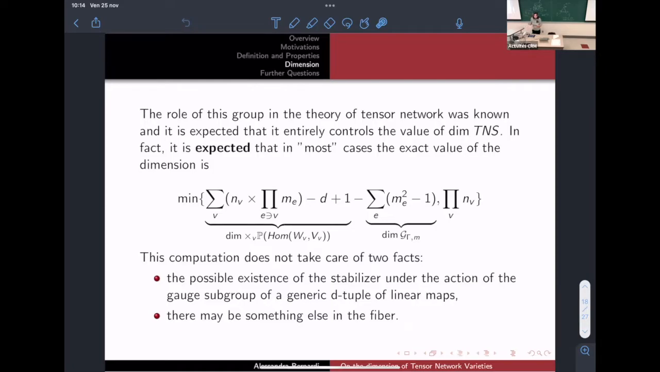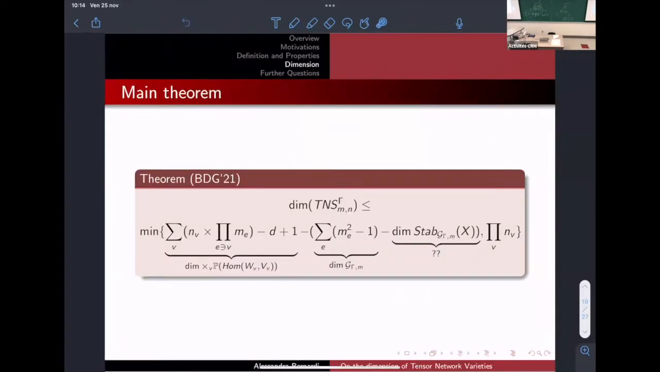Because I mean, it's true in many cases. The theorem that we will see later is true in many cases, and in many cases that they computed, it's true. Okay, but still, just as a very preliminary consideration, you have to take care of these two other facts, right? So if you want to formulate a precise theorem, just with the information that we have now, you have to say that it's the minimum between the dimension of the ambient space and the dimension of the parameter space minus the dimension of the gauge subgroup minus the dimension of the stabilizer, and it would be nice to know this dimension. And then you have to put a minor or equal here because there could be something more in the fiber that you don't know.